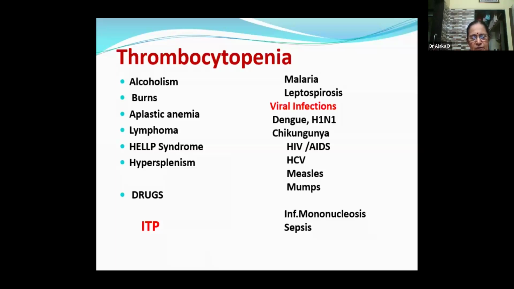Certain drugs cause thrombocytopenia. The last thing I think you can't miss, that is ITP, idiopathic thrombocytopenic purpura. It is a separate entity itself. It is idiopathic. It's an autoimmune disorder. And then we come to the infections which cause thrombocytopenia. Malaria, leptospirosis. These are the parasitic and bacterial infections. And then viral infections. It's quite common in them. Dengue, H1N1, chikungunya, HIV, HCV, measles, mumps, and infectious mononucleosis.